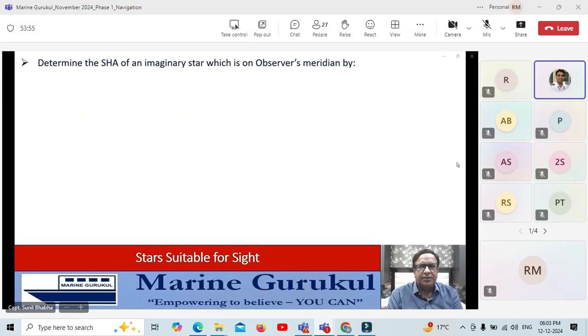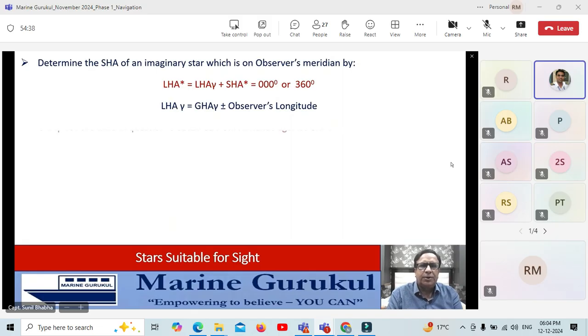We shall assume in such cases an imaginary star on the observer's meridian and determine the SHA of that imaginary star. We know that when a body is on the observer's meridian, then its LHA is equal to 000 degrees or 360 degrees. We also know that LHA star is equal to LHA Aries plus SHA of the star. LHA Aries in turn is equal to GHA Aries plus or minus the observer's longitude. Longitude east, GHA least; longitude west, GHA best.